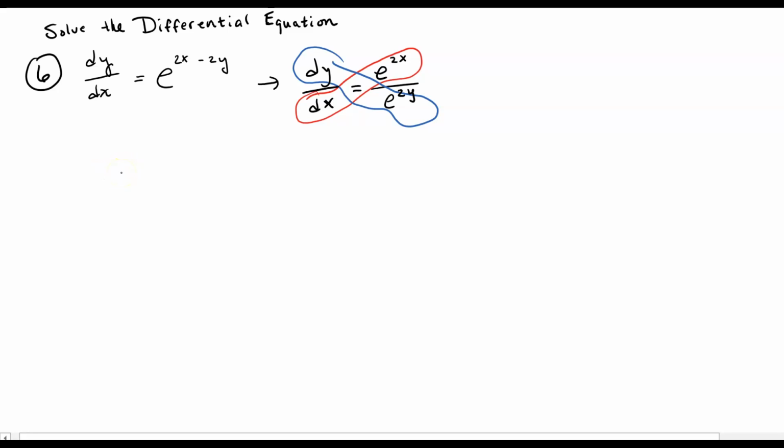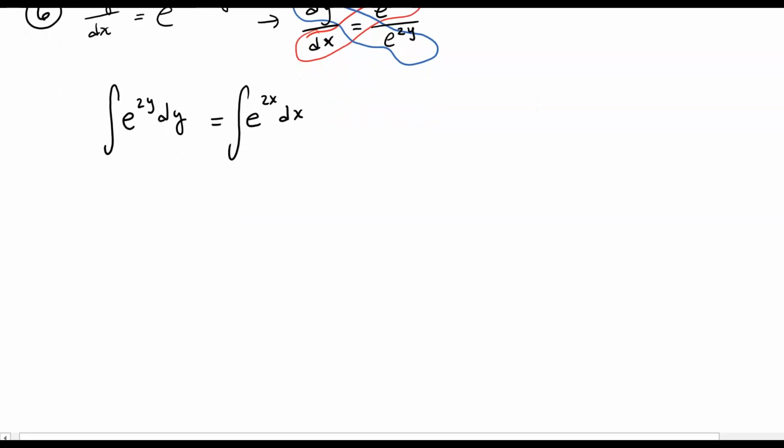Once I've done that, I get e to the 2y dy, and I set that equal to e to the 2x dx. What I'm going to do is integrate both sides, and once I've done that, I'm going to solve, in this case, for y. So let's go ahead and begin with that process and integrate both sides.